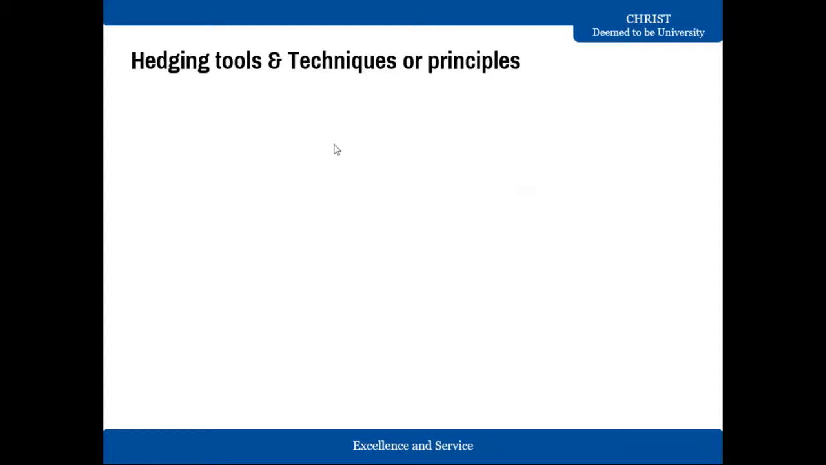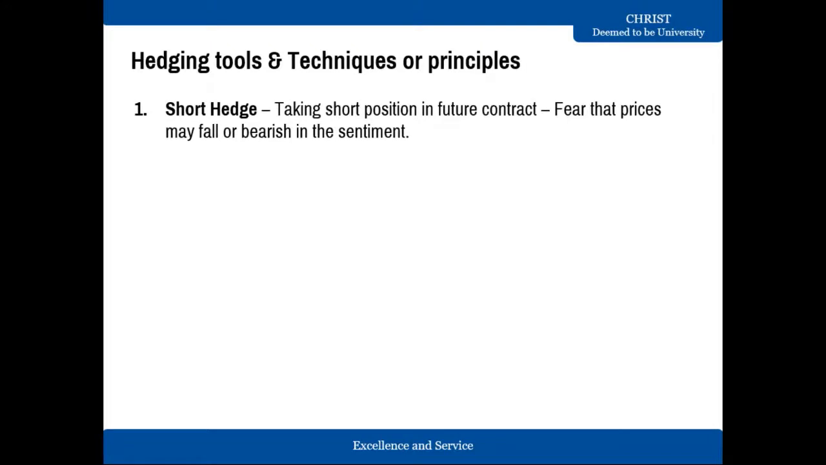So now let's understand a few hedging tools and techniques, or some principles underlying this particular valuation of future contracts. So till now we have seen only the long position, because we know that we are calculating the future value, which will always be more than the present value. But there is market sentiment. So depending upon that you have to take different positions. What are the other different positions?